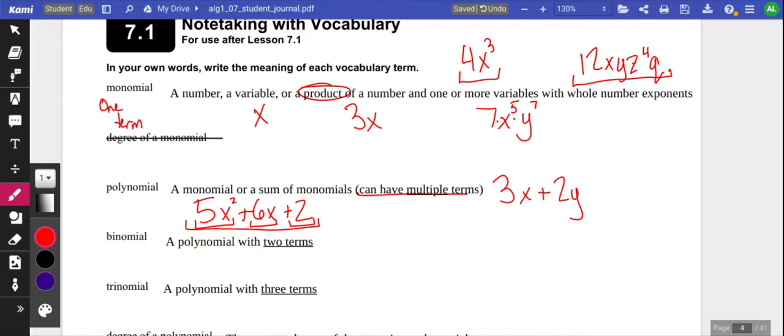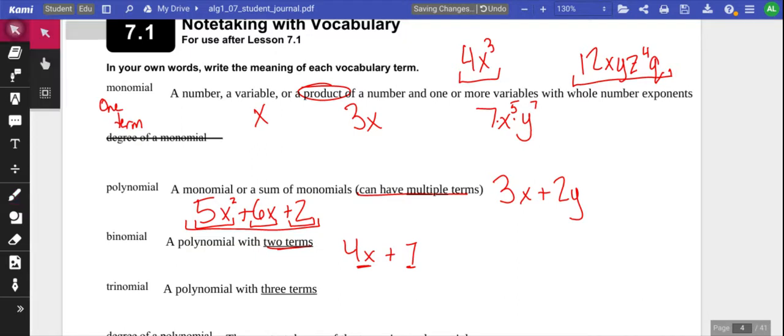Okay, we've got special types. A binomial has two terms, so 4x plus 7. We've got two terms: I've got 4x, I've got 7.